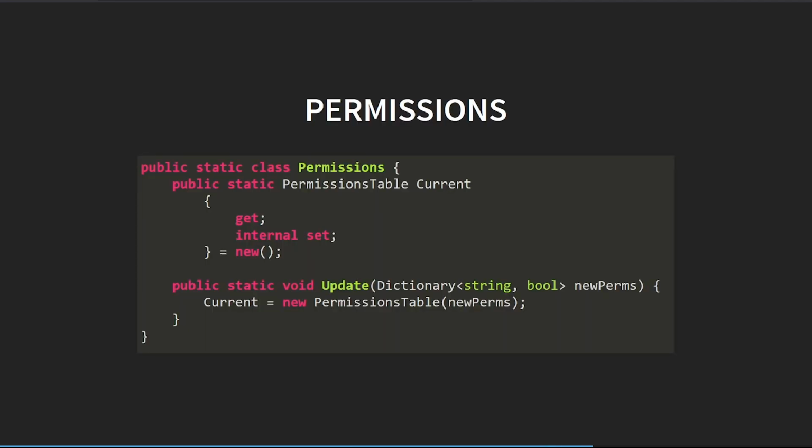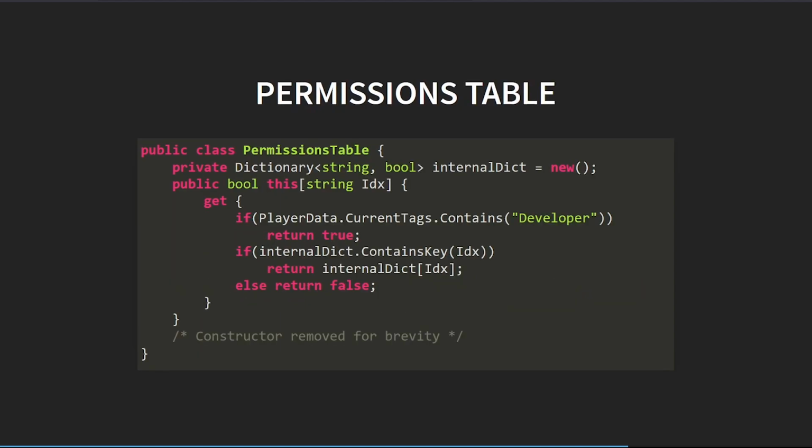In-game, permissions and roles are represented using three classes. Here, you can see the permissions static class. This holds our current permissions table and gives us a way to update it. Now, let's look at the permissions table class. This is essentially a wrapper over a dictionary string to Boolean, but rather than throwing a key not found exception when we try to access a missing key, it simply returns false.